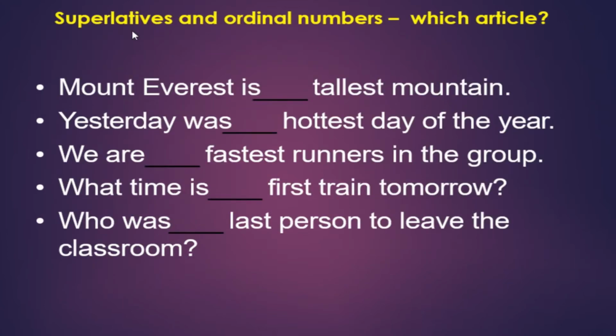We will use "the" in front of superlative or ordinal numbers. Superlative degree is this one: the tallest mountain. Yesterday was the hottest day. This is superlative. We are the fastest runner. What time is the first train? Ordinal number. What time is the first train tomorrow? Who was the last person to leave the classroom?